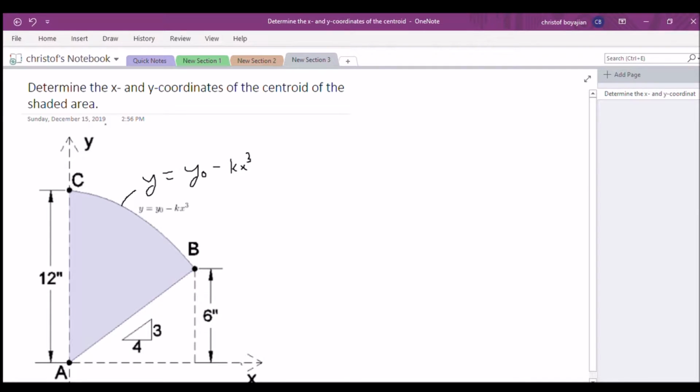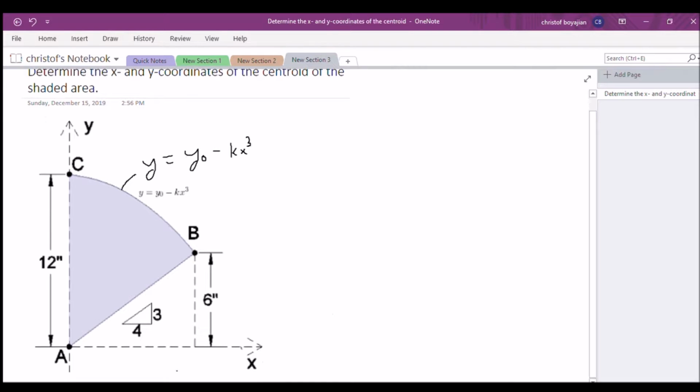Alright, so we want to determine the x and y coordinates of the centroid of the shaded area below. Now, we have a cubic function right here, and it's written down here, but I thought it was a little bit difficult to read, so I rewrote this equation. I said it's basically y equals y naught minus kx cubed, and then over here we have a little linear equation. Now, there's a few ways to solve this.